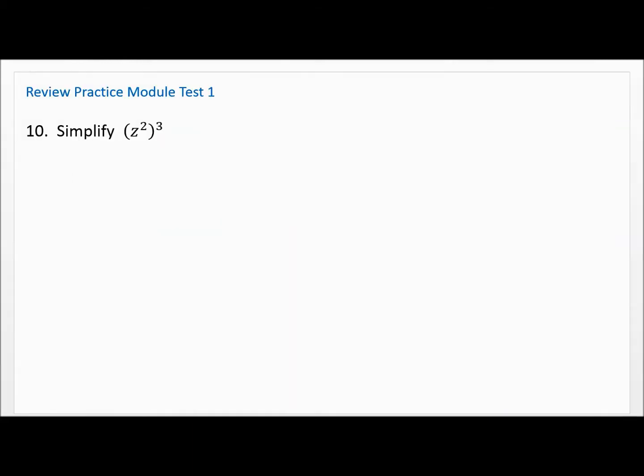Problems on our practice test module 1. Notice in this problem number 10 you have a power to a power, so that's z to the second power raised to the third power. You know the rule, you multiply those together, so it gives you z to the sixth power, and there's nothing else we can do on that one.